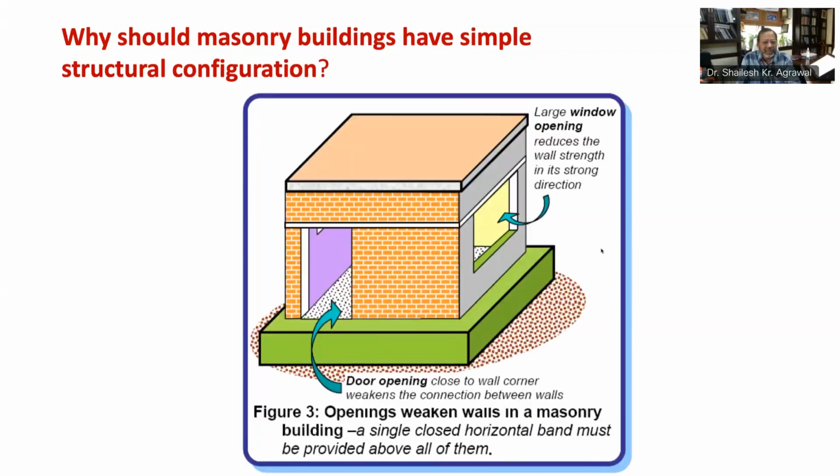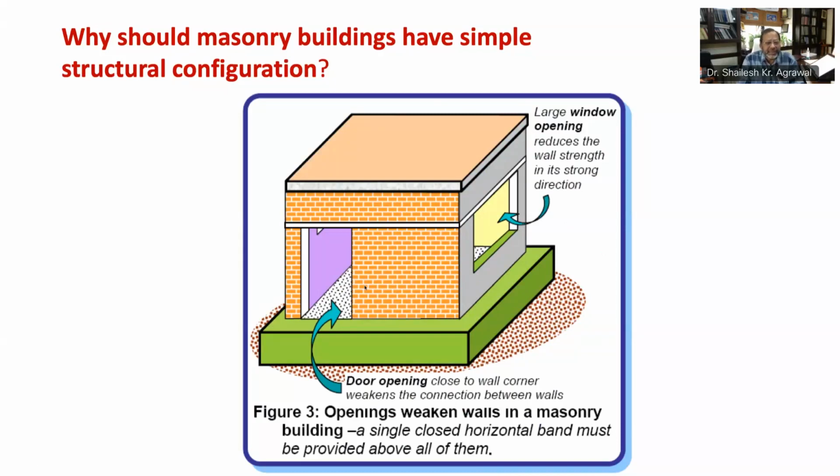As you can see in this figure, openings too close to wall corners hamper the flow of forces from one wall to another. Further, large openings weaken walls from carrying the inertia forces in their own plane, and thus it is best to keep openings as small as possible and as far away from the corners as possible.